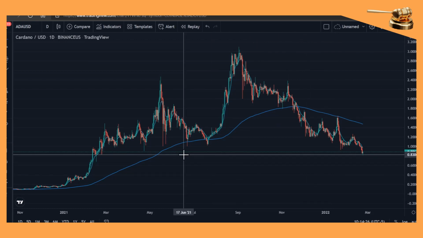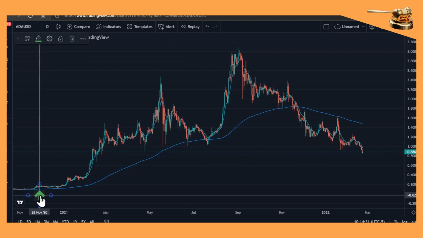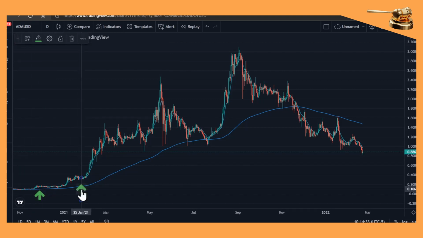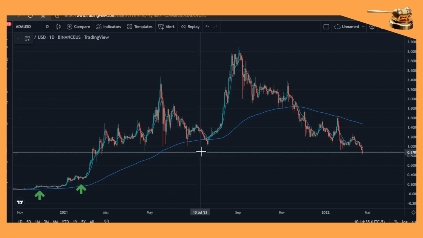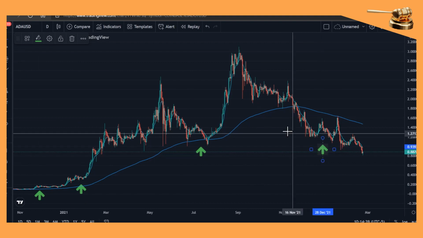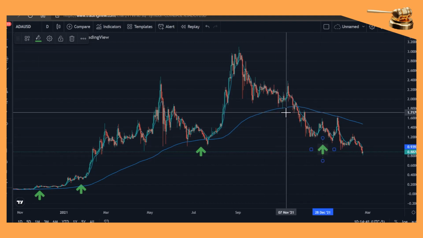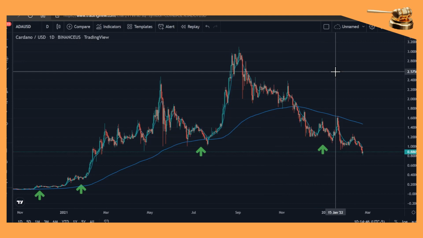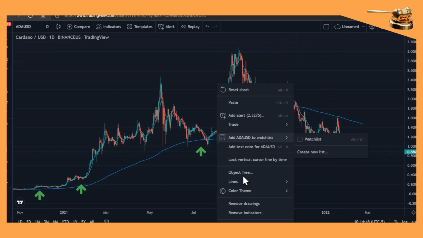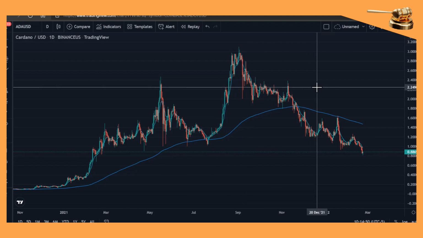Okay, so even though we were creating those higher lows, you guys can see that we did have a low here, right? We had a higher low here. We had a higher low here. However, Cardano did not create another higher low. It attempted, but it failed. And normally whenever this happens, this means that the trend is technically turning bearish. So Cardano is technically in a bearish trend at this current moment.